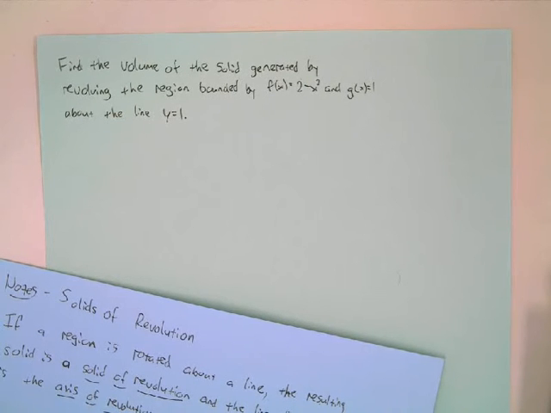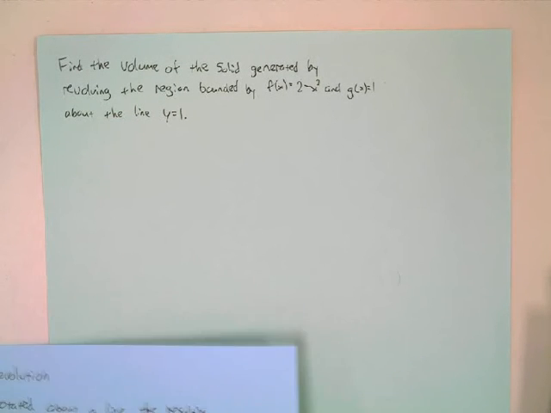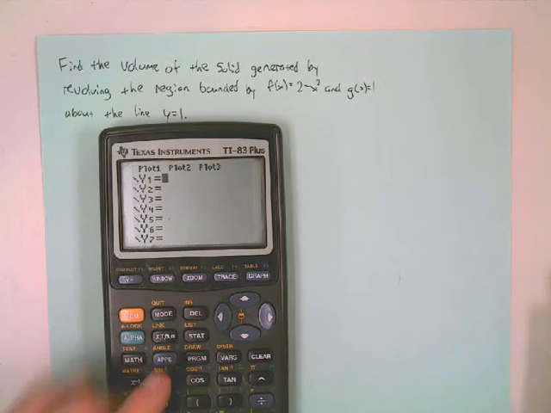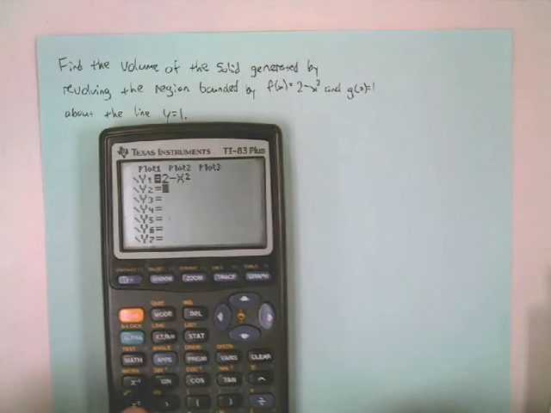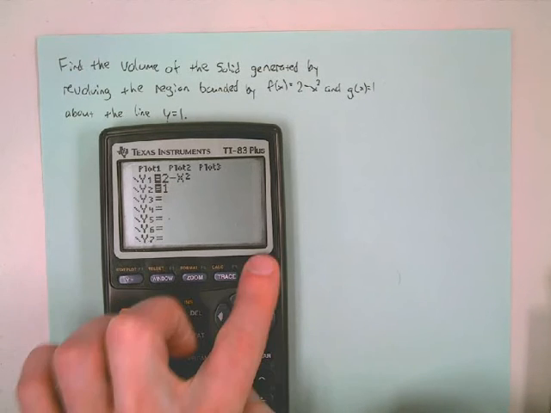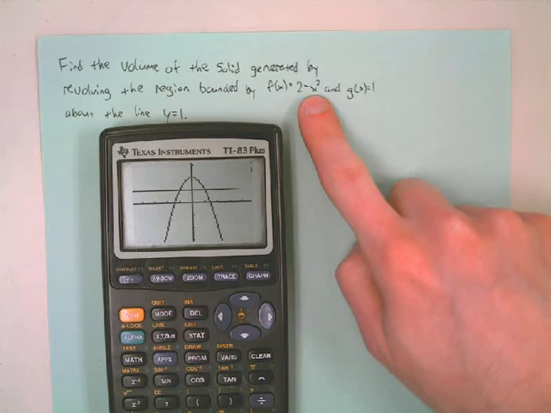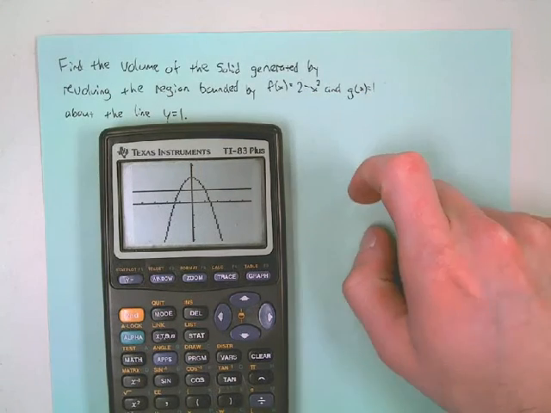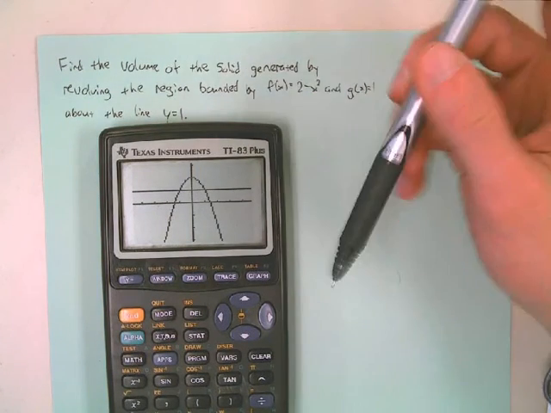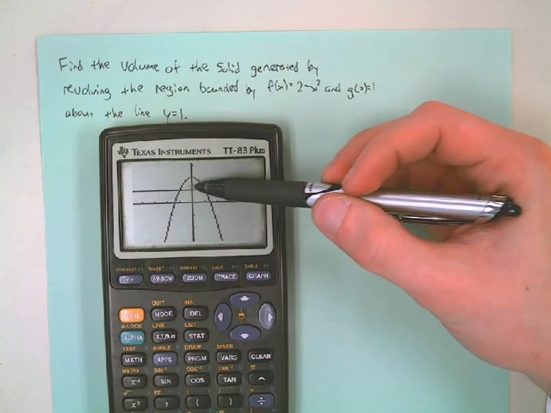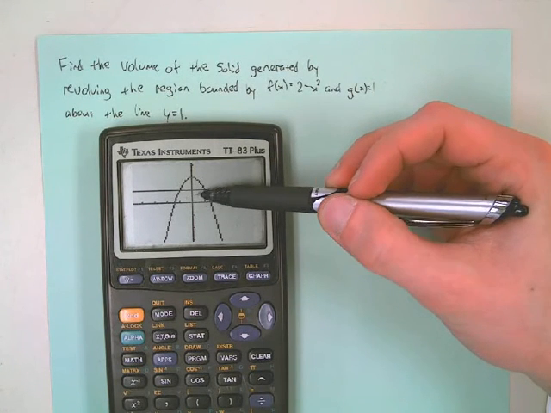So the graph of this, let's go to our graphing calculators. 2 minus x squared and g of x equals 1, so that's the other curve. Okay, so it's a parabola, and g of x equals 1. Now if you look here, we create a lot of regions, right? We have a region here, a region here, a region here, and we have infinite regions here, here, here, and here.